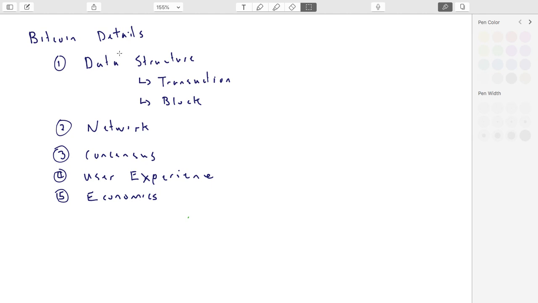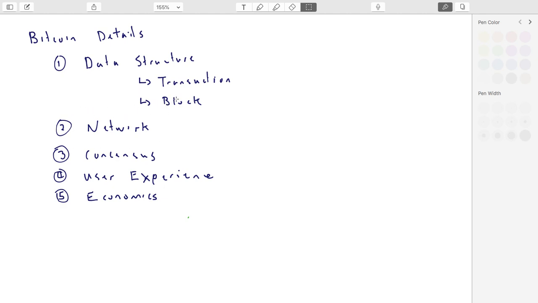So in this lecture, we're going to look at the data structures that are involved. So what is a transaction? What exactly does it look like? When you take all your transactions and you put them in a block, what does that look like? So what are the data structures that are involved? Okay. Then we're going to think about what the network looks like.